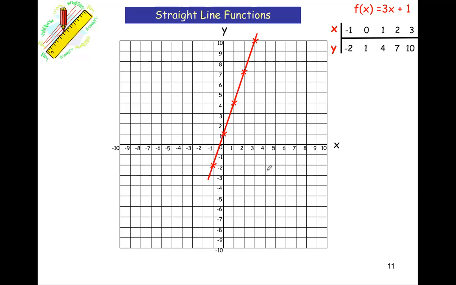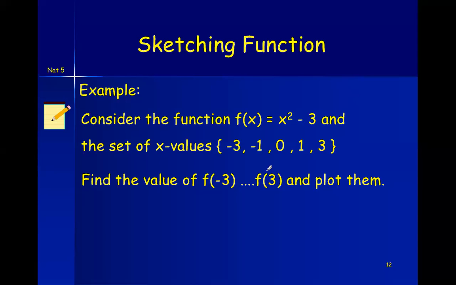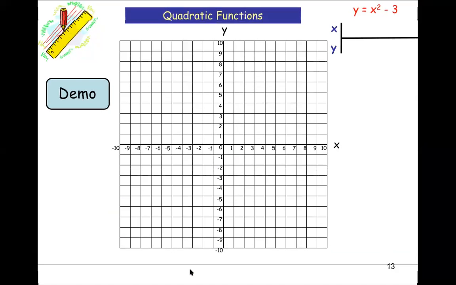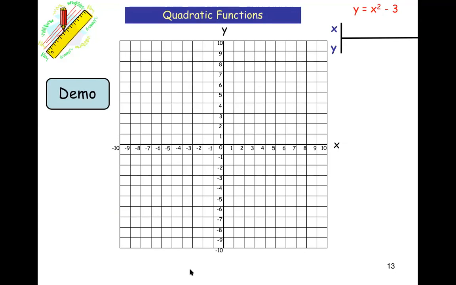The next kind of curve or function that you may be asked to sketch is more likely to be this kind of function. So let's have a look at what it looks like this time. We have a function f of x equals x squared minus 3, and we've been given five values. Find the value of f of -3, f of -1, etc. and plot them. So again, we're going to put our x and y axis.